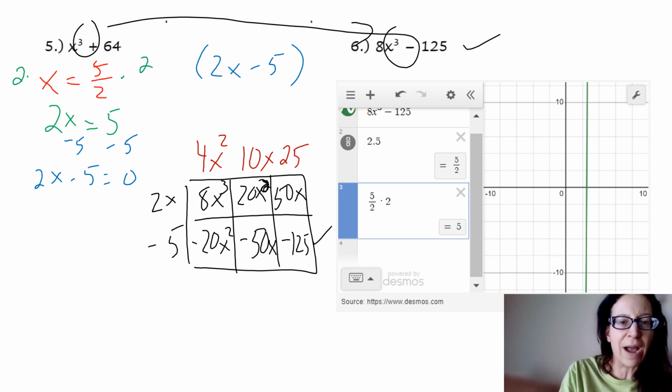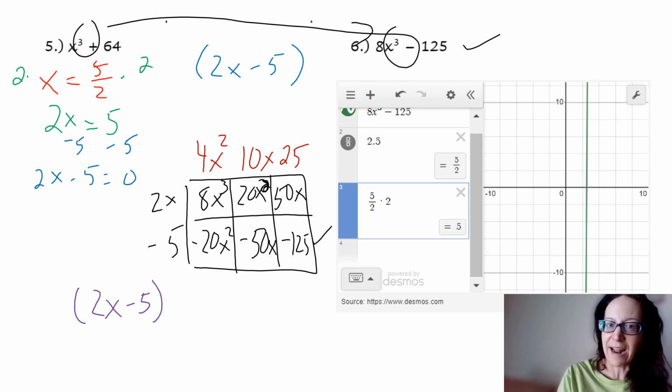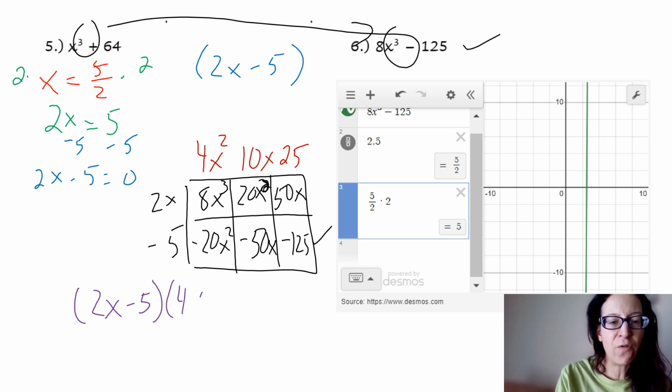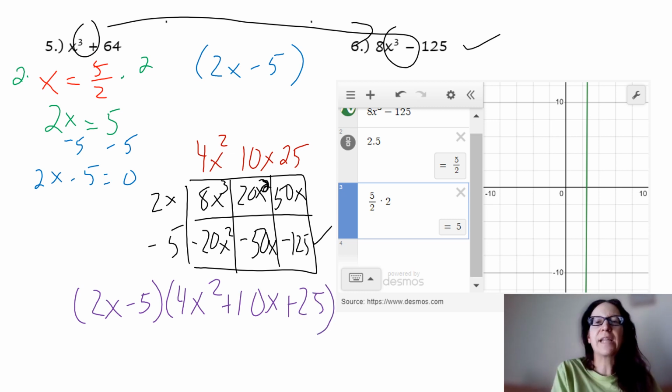Make sure that you actually state your answer though. So the answer, because this is a factoring problem, you need to state it as factors. So 2x minus 5, and then my other factor is the 4x squared plus 10x plus 25. And again, there is a way to do that without doing any middle steps. Just make sure that if you are going to use that method, that you do understand it.